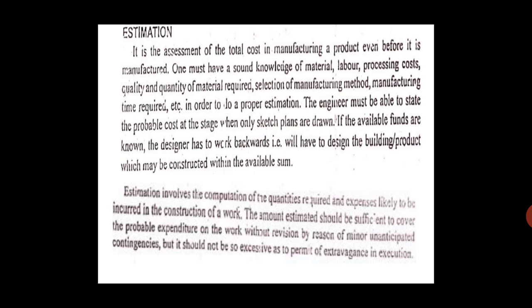Estimation involves the computation of the quantities required and expenses likely to be incurred in the construction of the work. Okay, for say the thumb rule, 1000 square feet of house with 2 bedrooms, hall, and kitchen. So what is the amount of cement required? What is the amount of steel required? What is the amount of bricks required? Sand required? Everything can be estimated in advance. The amount estimated should be sufficient to cover the probable expenditure of the work without revision by reason of minor unanticipated contingencies, but should not be so excessive as to permit extravagance in execution.